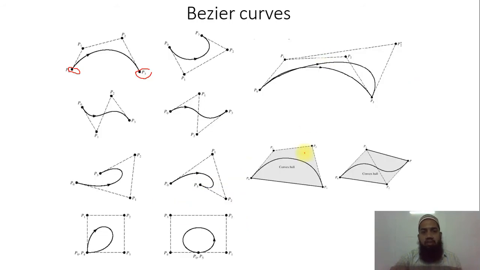These are different types of Bezier curves with different numbers of control points. Here we have 4 control points, here also 4, and here we have 5 control points. Many places we use 4, but somewhere we can use 2 or 3, and somewhere we can use 5. In the end semester examination they mostly ask for 4 as well as 3, not 5, and not less than 3.